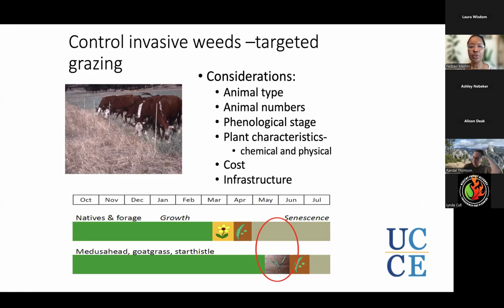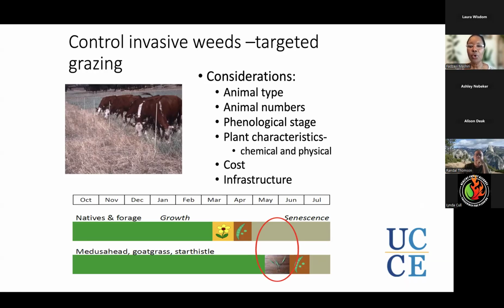You also want to think about the number of animals that you want in there. And most of the time, if the intention is to really intensively graze the targeted species, you also need high densities of animals in a small area, so you get the plants eaten down and even trampled into the ground to reduce their potential to survive.